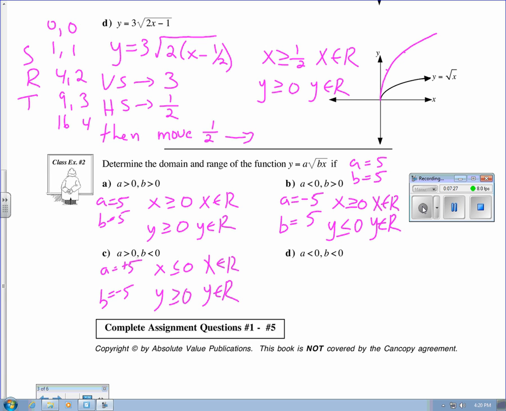Now what does the graph look like if both of them are negative? In the case of both a and b being below 0, or negative 5 in this case, I end up with the x's and y's both being less than 0, and the x values and the y values still being an element of the reals. Excuse me, that's it for this lesson. On to the next one.